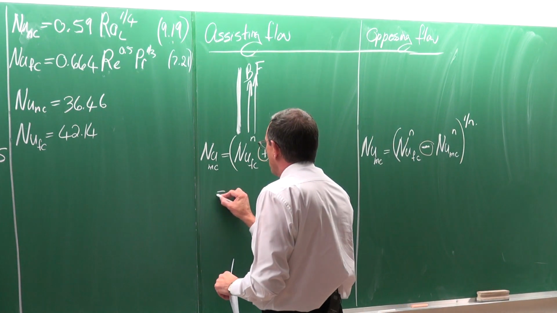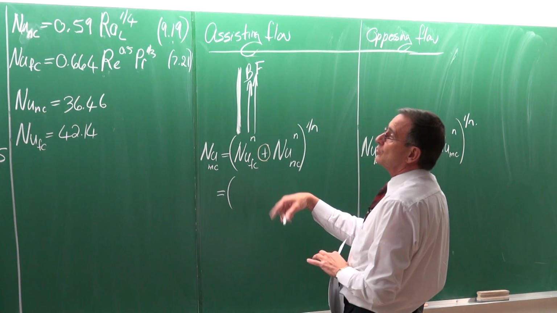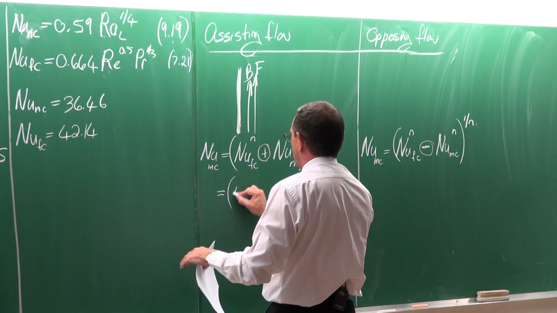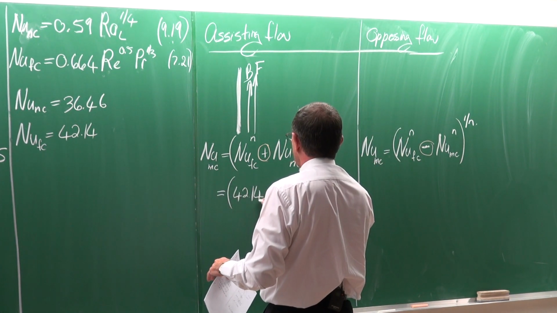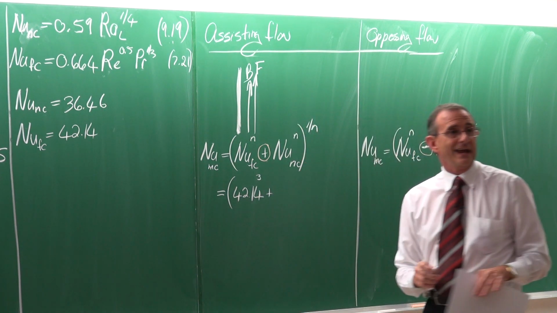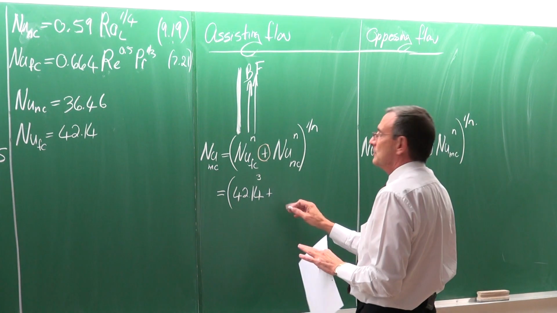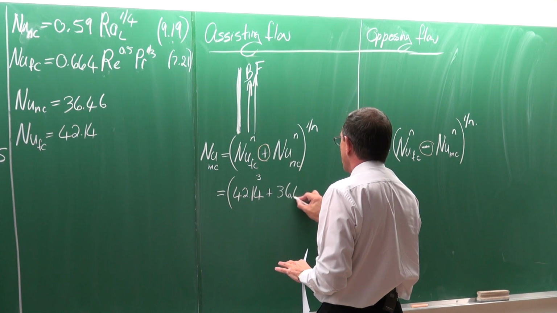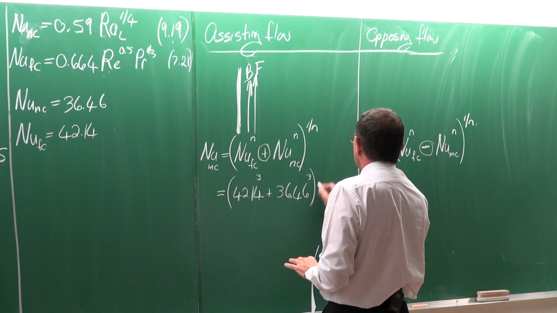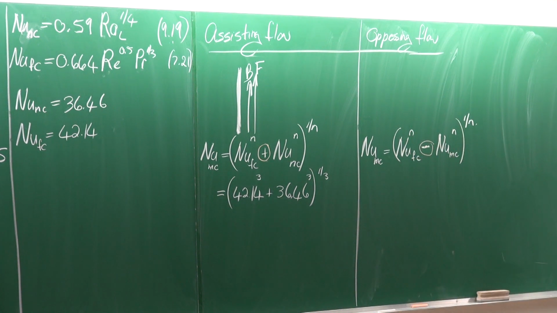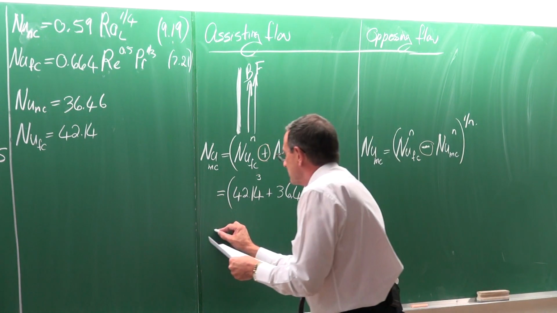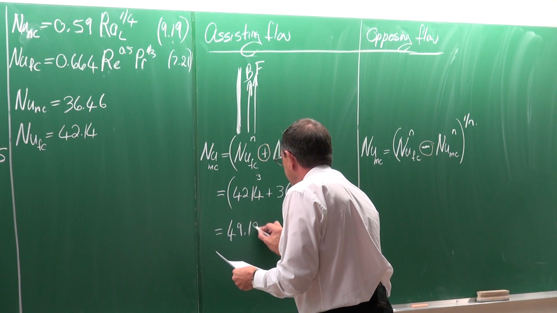Right. So let's look at this one. The Nusselt number for forced convection is equal to 42.14. I'm going to use n as equal to 3. You can use 4 also. It is a judgment call. It will depend on many other factors, but we don't have time to go into that detail. Plus the Nusselt number for natural convection, which is 36.46, to the third, and everything to the power 1 divided by 3. And the result is a Nusselt number of 49.18.